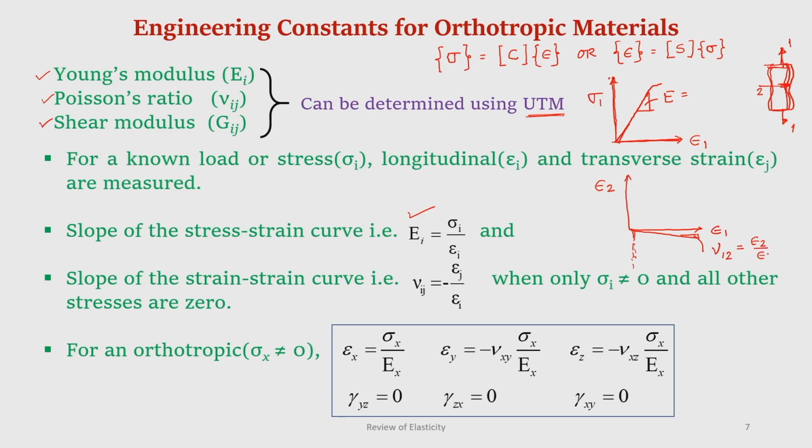Epsilon 2 by epsilon 1, when only sigma 1 is applied. That is the definition of Poisson's ratio. So, in general, the slope of the stress strain curve gives us Young's modulus in a particular direction E I, which is given by sigma I by epsilon I. Sigma I is the applied stress and epsilon I is the corresponding strain in that direction.